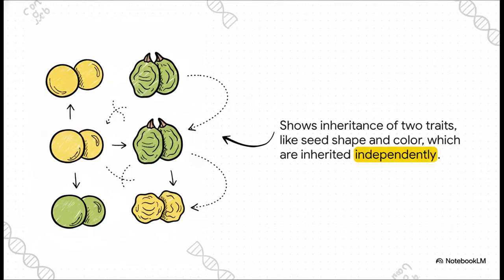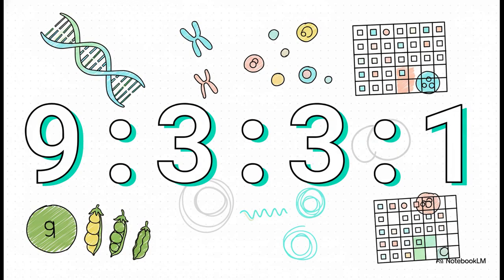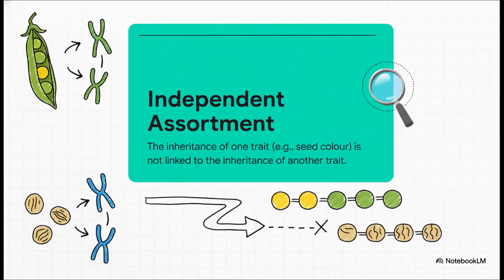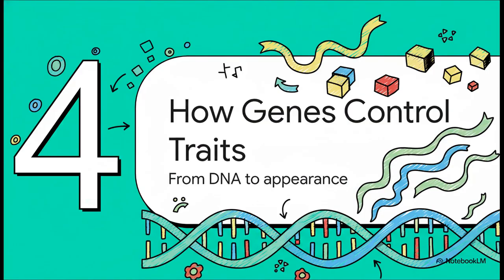Now, what's really interesting about this cross is how it shows new combinations. You can see round green seeds and wrinkled yellow seeds. This proves that these traits are not tied to each other. And this gives us the famous 9:3:3:1 ratio. Please make sure you remember this ratio for your exam. This experiment leads us to Mendel's law of independent assortment, which simply states that different traits are inherited separately from each other.